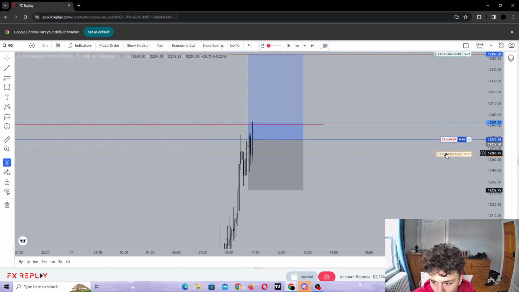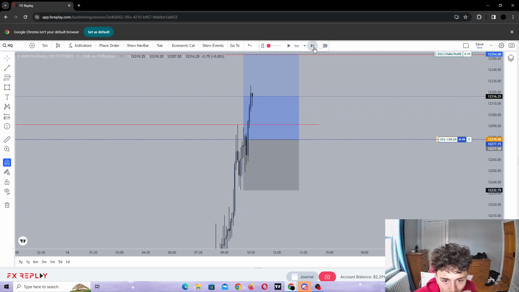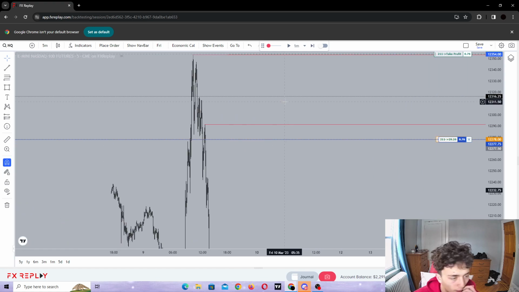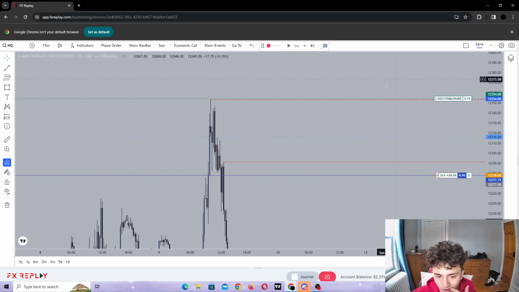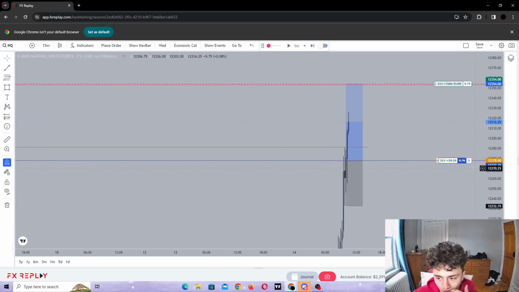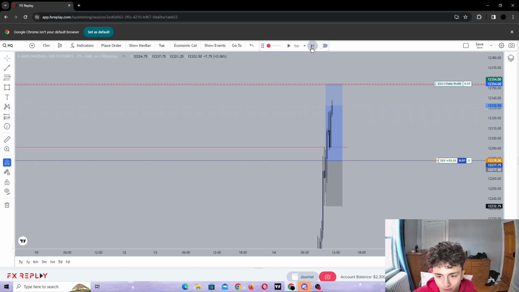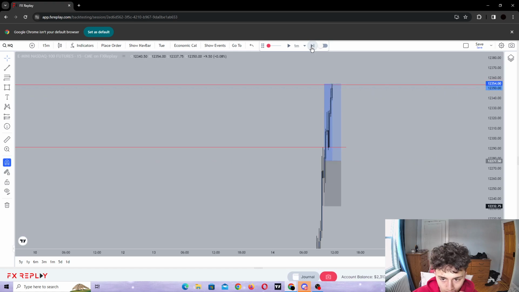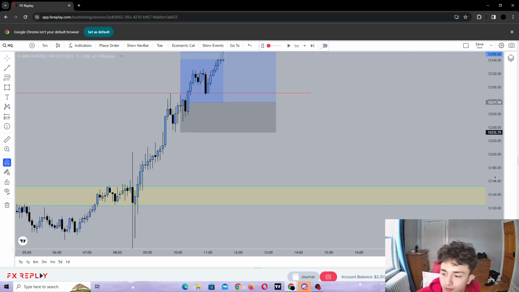Let me make sure this is stop at break even. We probably hit another higher time frame draw at this point. Hit this 15-minute high. We could scale. Now let's just see what happens exactly. Comes into that 15-minute fair value gap. TP was hit. Nice trade. I'll explain this one real quick.